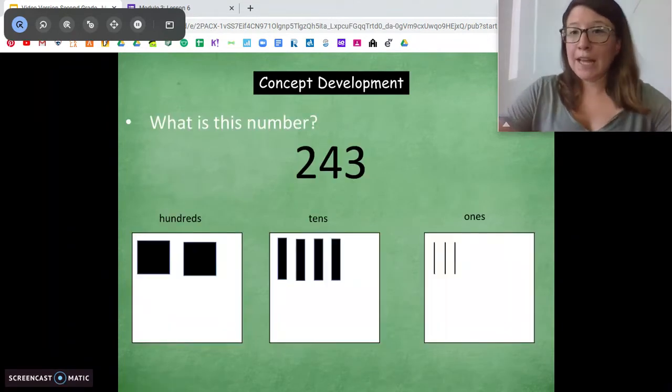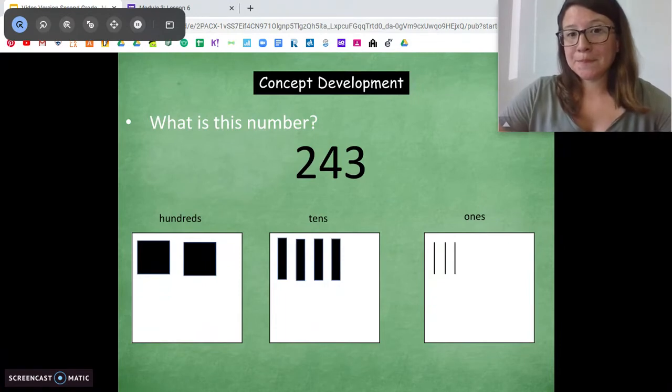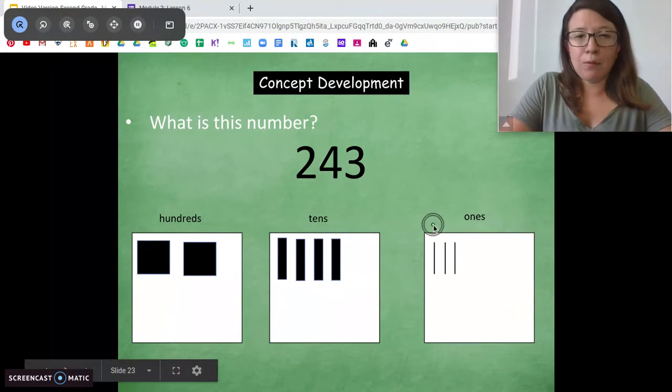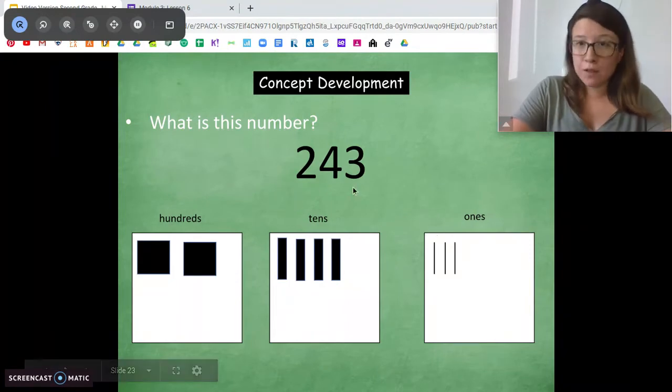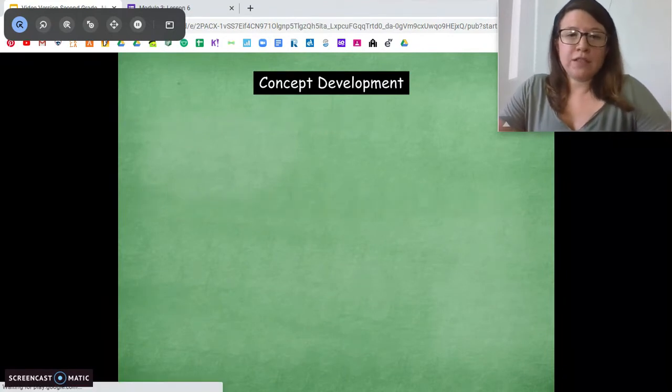I want you to show me it. Tell me it in unit form. Good. 2 hundreds, 4 tens, 3 ones. In word form, we have 243. Excellent. 2 hundreds, 4 tens, 3 ones.